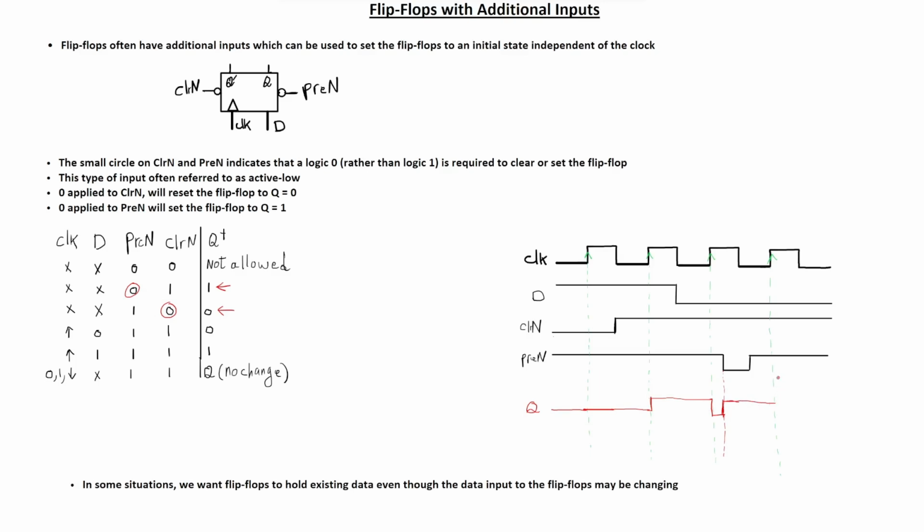So on this rising edge, let's see what's going on. Preset is disabled, ClrN is disabled, and we have a 0 D input. So that means Q plus will go to 0.